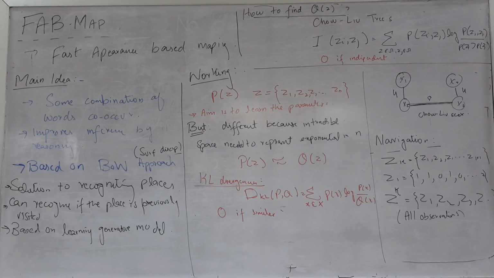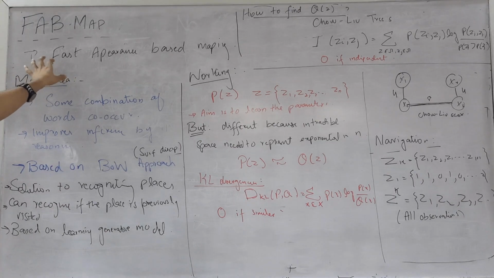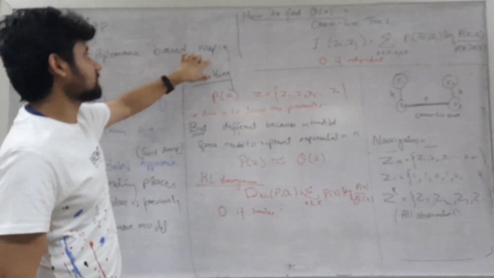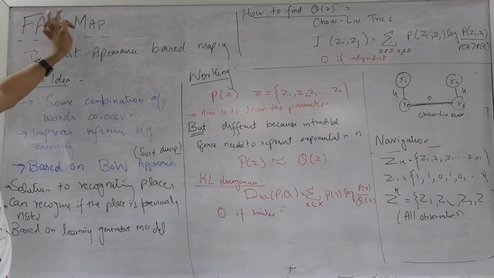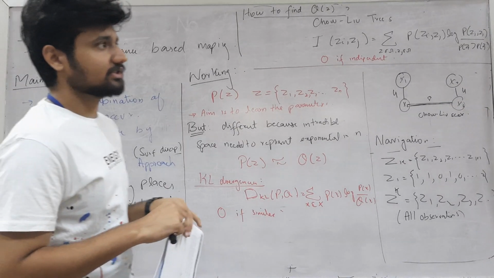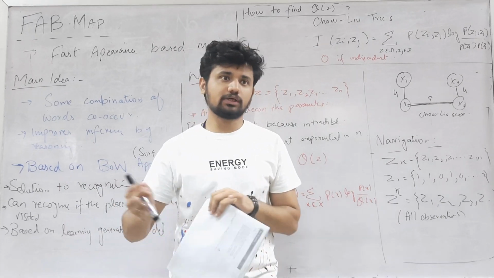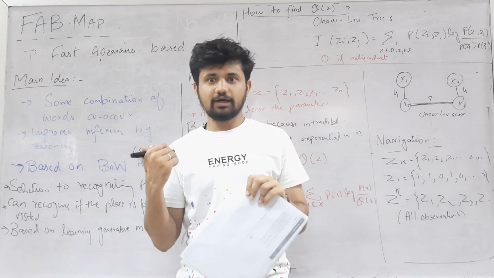Okay, now in this video we will be talking about FABMAP. FABMAP stands for Fast Appearance Based Mapping. And obviously this is the technique used for localization and mapping.